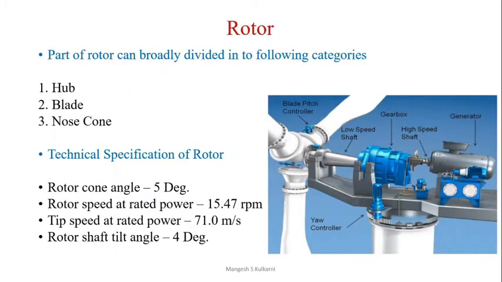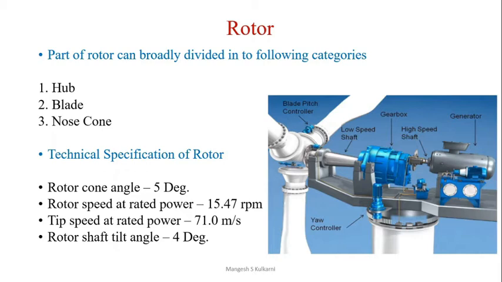Let's see the first component, which is the rotor of the wind power plant. The parts of the rotor can be broadly divided into the following categories. First, the hub on which the blades are mounted. Second, the blades, which are designed aerodynamically and are made of glass fiber reinforced plastic. Third, the nose cone. Let's see the technical specifications of a three-bladed pitch regulated wind turbine with rated power of 2100 kilowatts.